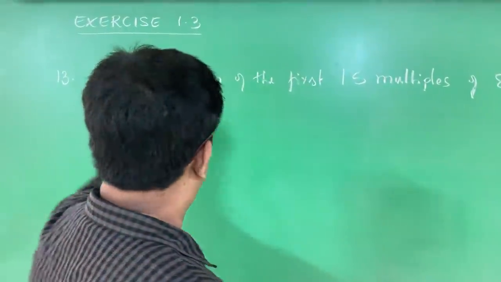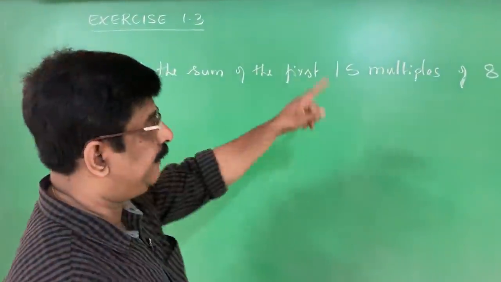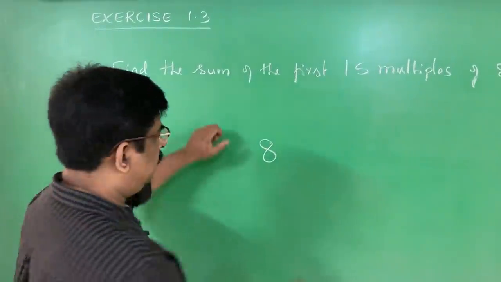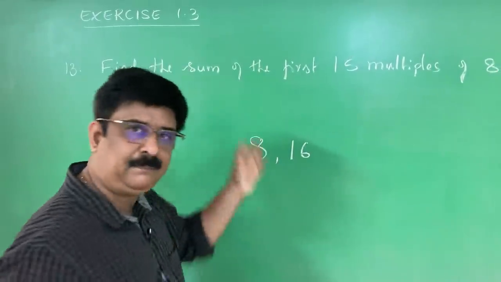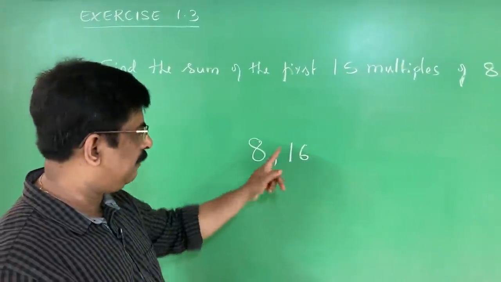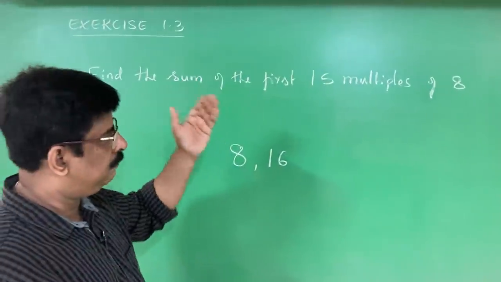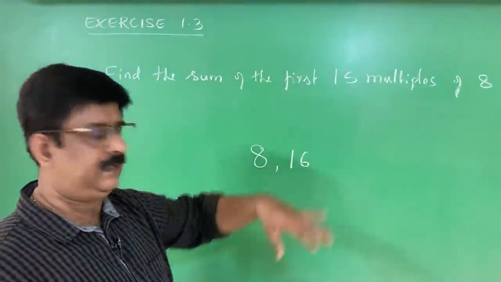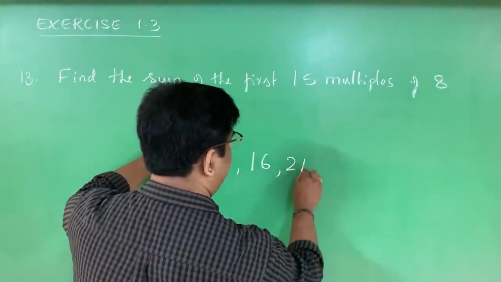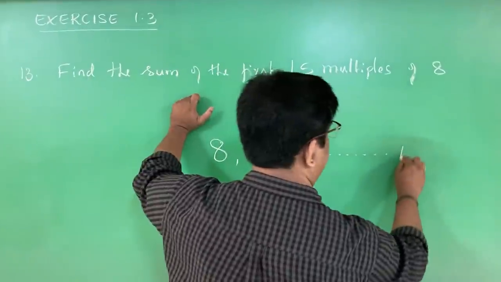See, find the sum of the first 15 multiples of 8. First number is 8, a multiple. Second number is 16, a multiple of 8, and it is also divisible by 8. Try to understand. A multiple of 8 is divisible by 8. I can give this problem as the first 15 positive numbers which are divisible by 8. Same numbers: 8, 16, next is 24. How many? Such 15 numbers.